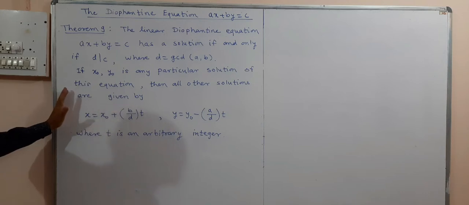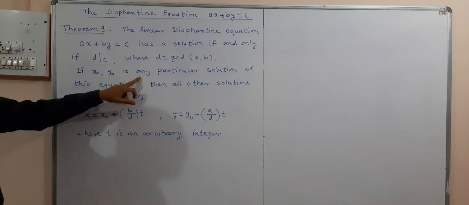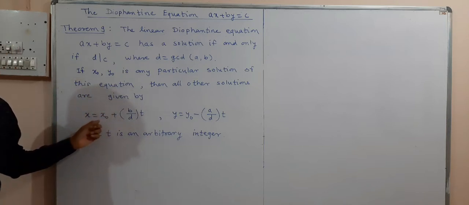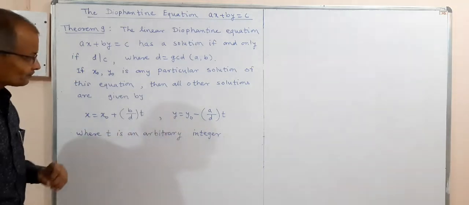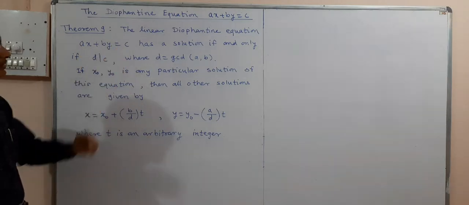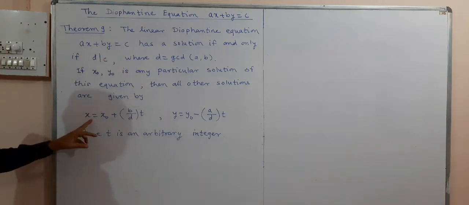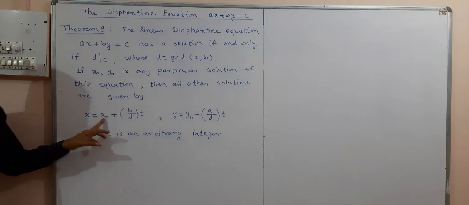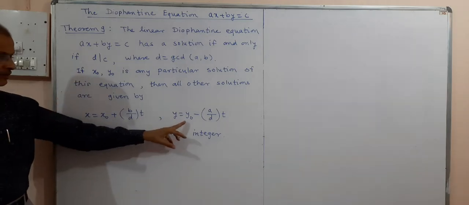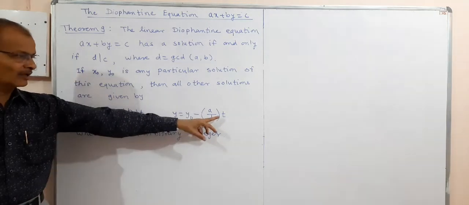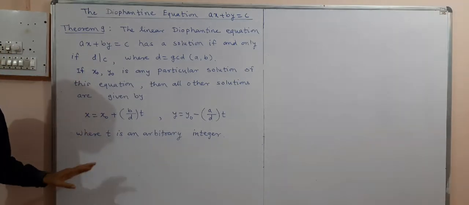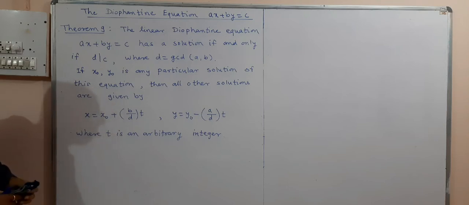And the second part is about the solution. If x naught, y naught is any particular solution of this equation, then all other solutions are given by this relation in terms of x naught and y naught. The equation has infinitely many solutions, because this is only a single equation in two variables, and all solutions are given by x is equal to x naught, the known solution, plus b by d times t, and y is equal to y naught minus a by d into t, where t is an arbitrary integer, means t is any integer, positive, negative, including 0 also. So this is the theorem.